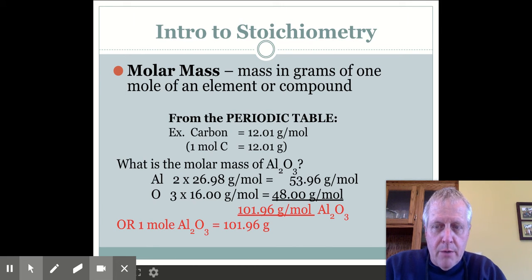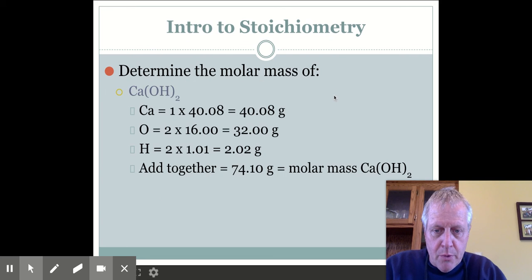Now, all of this is based off of what they learned from carbon. So originally, when they were investigating this, it turns out that 1 mole of carbon is 12.01 grams. So that's where that comes from.